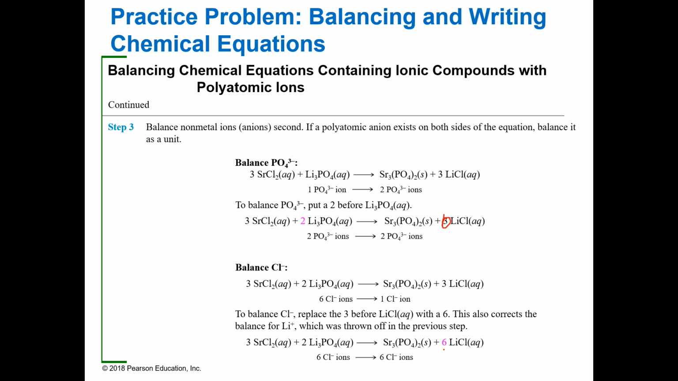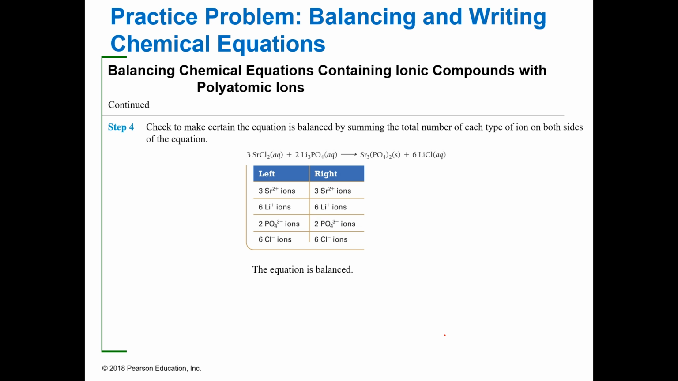Then my last step, I've done the strontiums, lithiums, phosphate. So now let's look at our chloride. I have 3 times 2, 6 chlorides, and with my 6 here, I have 6 chlorides as well. So I'm balanced. I have everything right.